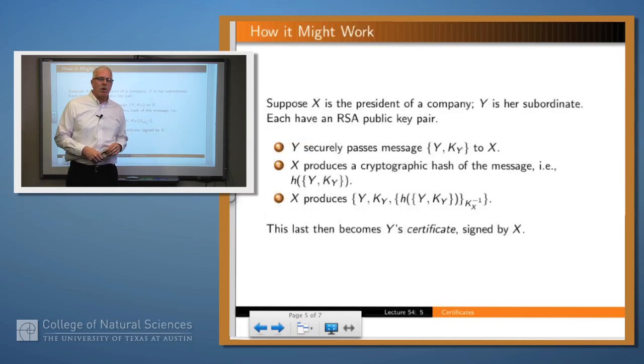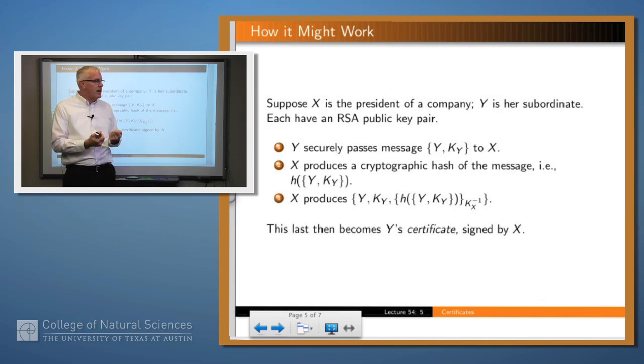Okay, so how might it work? Well, suppose X is the president of some company and Y is her subordinate. And so Y asks X for one of these certificates to say, I need to go out in the field and I need to meet people that I haven't previously dealt with. So would you certify that this really is my public key?